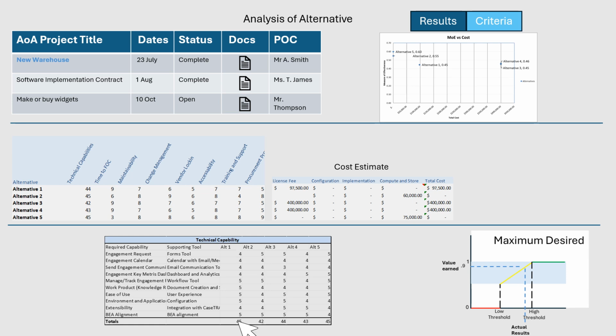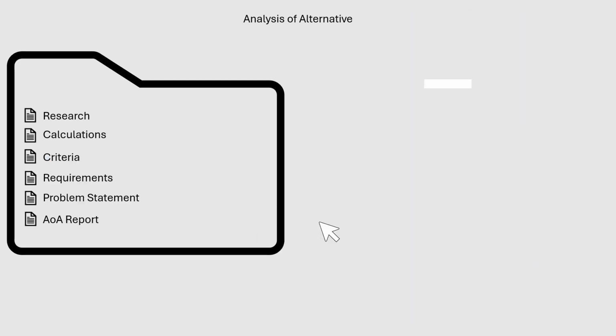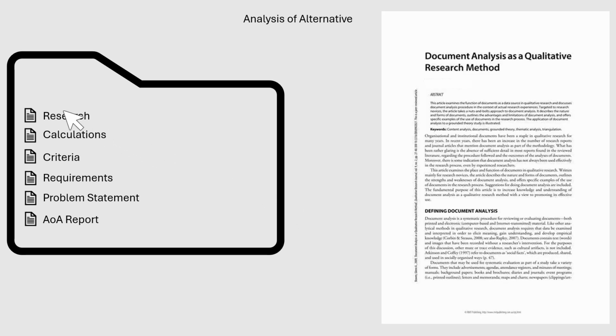From here, we can also look at the research documents used to produce this analysis of alternatives. We do this by clicking on the Docs icon. From the Documents folder, you can select any of the documents used to complete this AoA. But to make things easier, CMORE has a library of samples and templates you can use. And with our AI features, CMORE can even help do the necessary research and write the supporting documents for you.